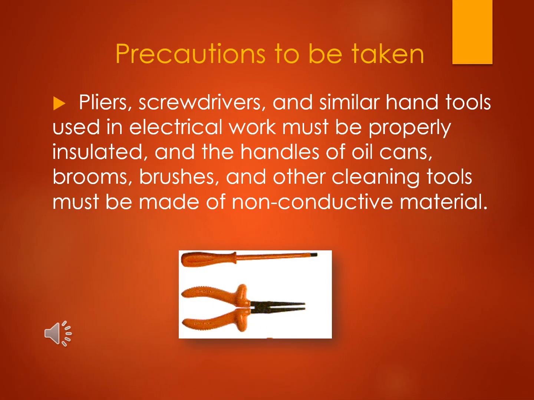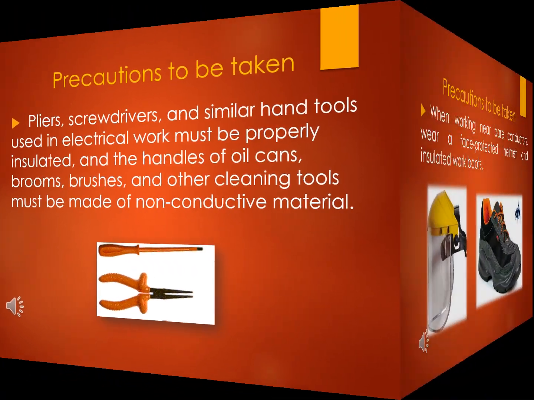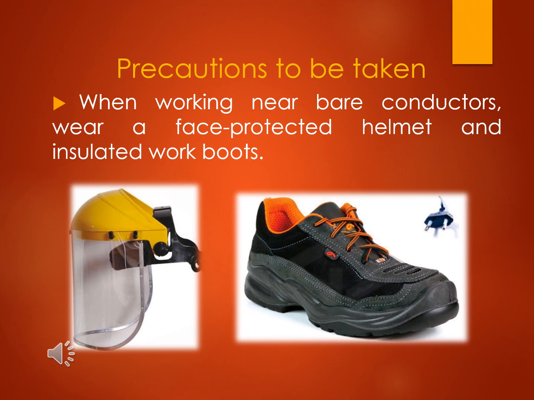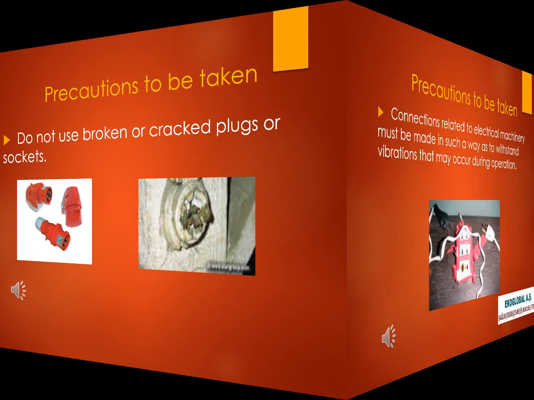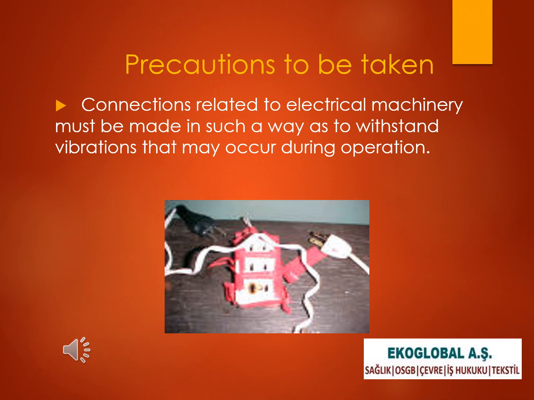Pliers, screwdrivers, and similar hand tools used in electrical work must be properly insulated, and the handles of oil cans, brooms, brushes, and other cleaning tools must be made of non-conductive material. When working near bare conductors, wear a face-protected helmet and insulated work boots. Do not use broken or cracked plugs or sockets. Connections related to electrical machinery must be made in such a way as to withstand vibrations that may occur during operation.